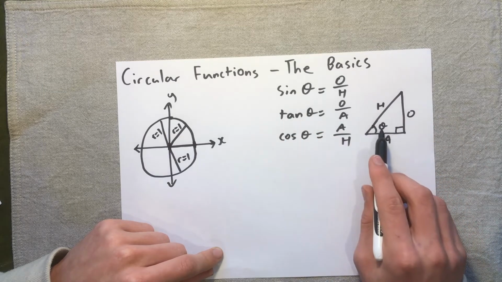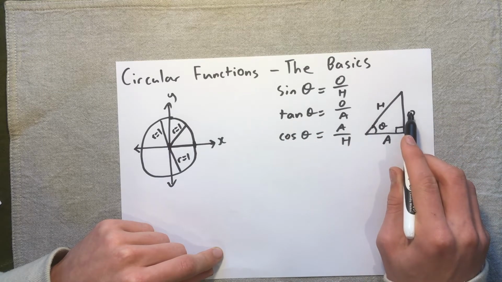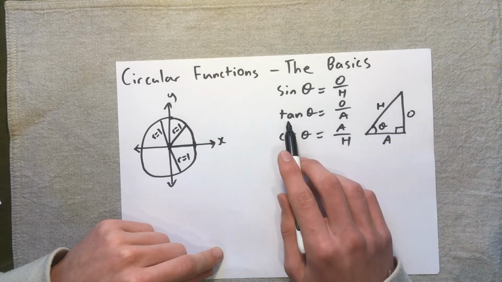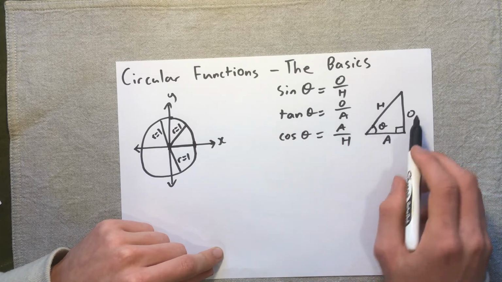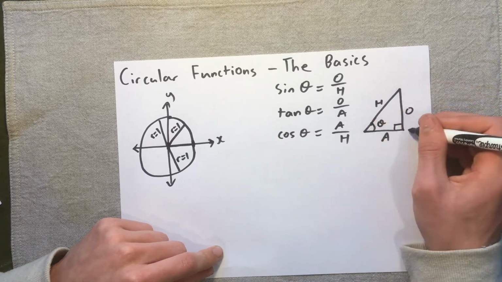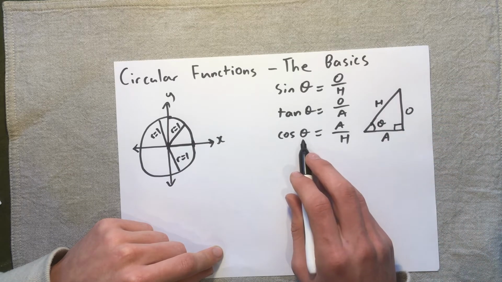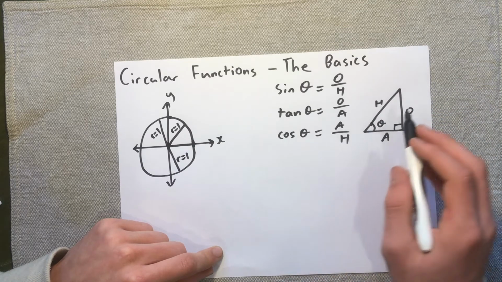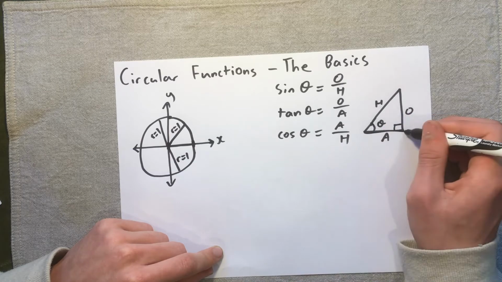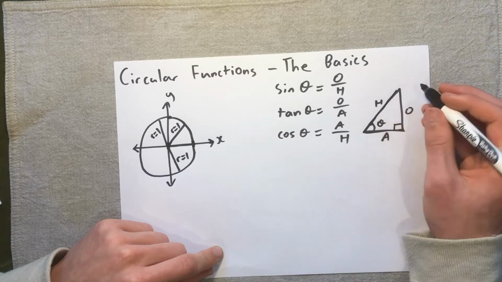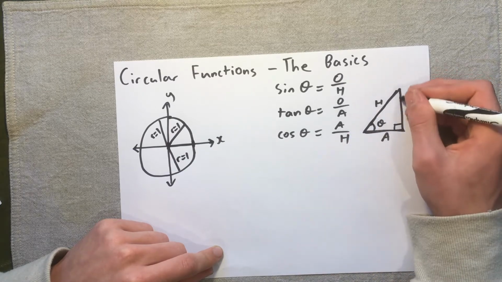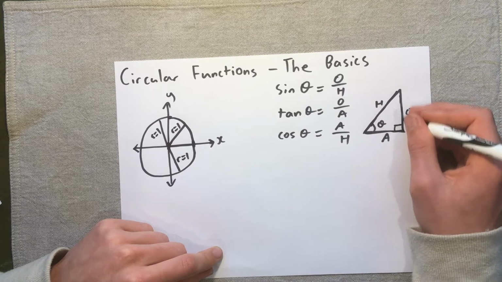The sine ratio of this angle is going to be the opposite divided by the hypotenuse. The tan ratio of this angle is going to be this side length divided by this side length, and the cos ratio of this angle is going to be equal to this side length divided by this side length. So as we can see, all these ratios cover the possible combinations here.